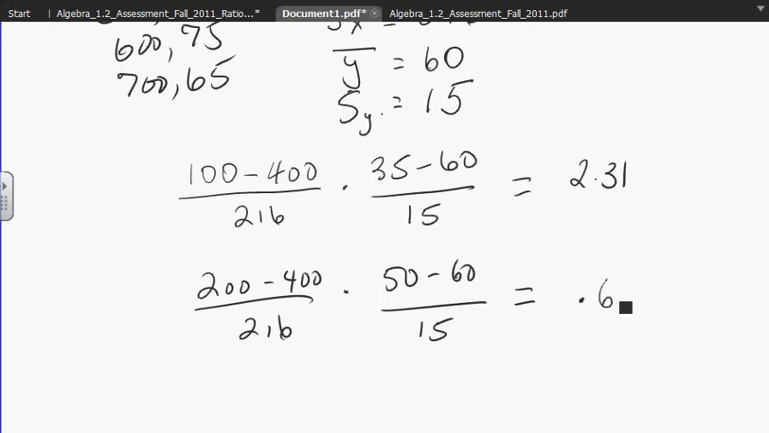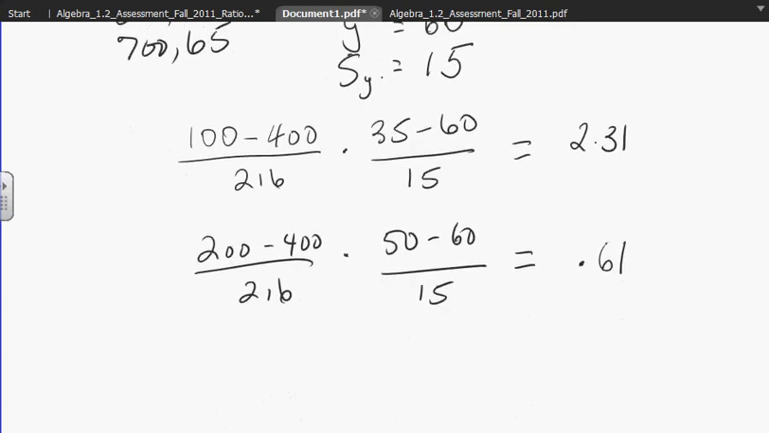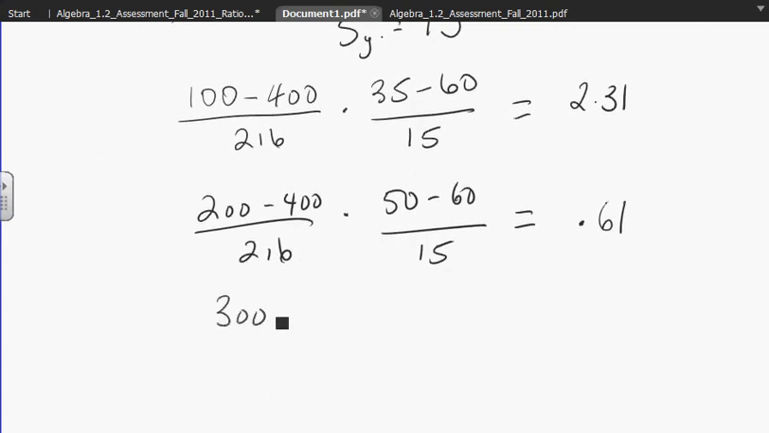You go to stats, and the bottom button is setup editor. Just click that and click enter, and it'll give you your list back. 0.61. Okay. Next point is 300, 58. Wait, zero.